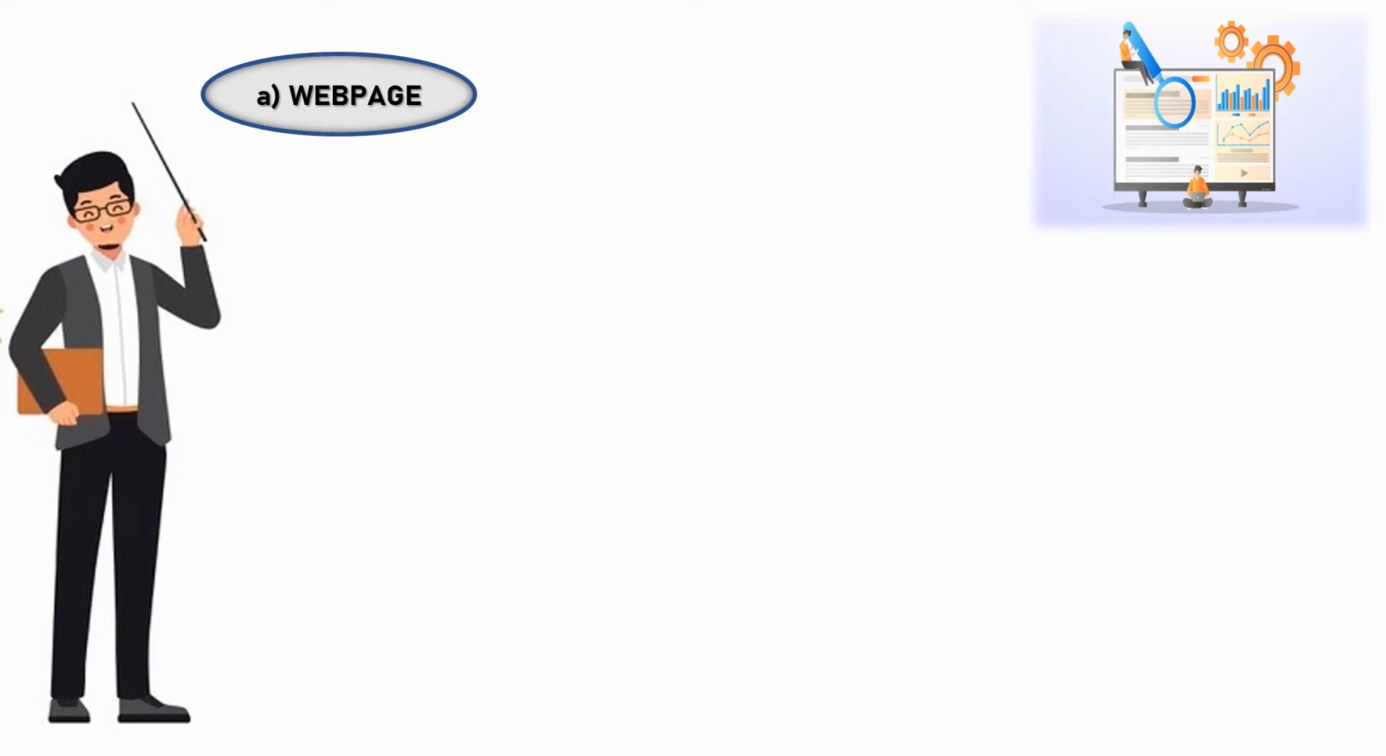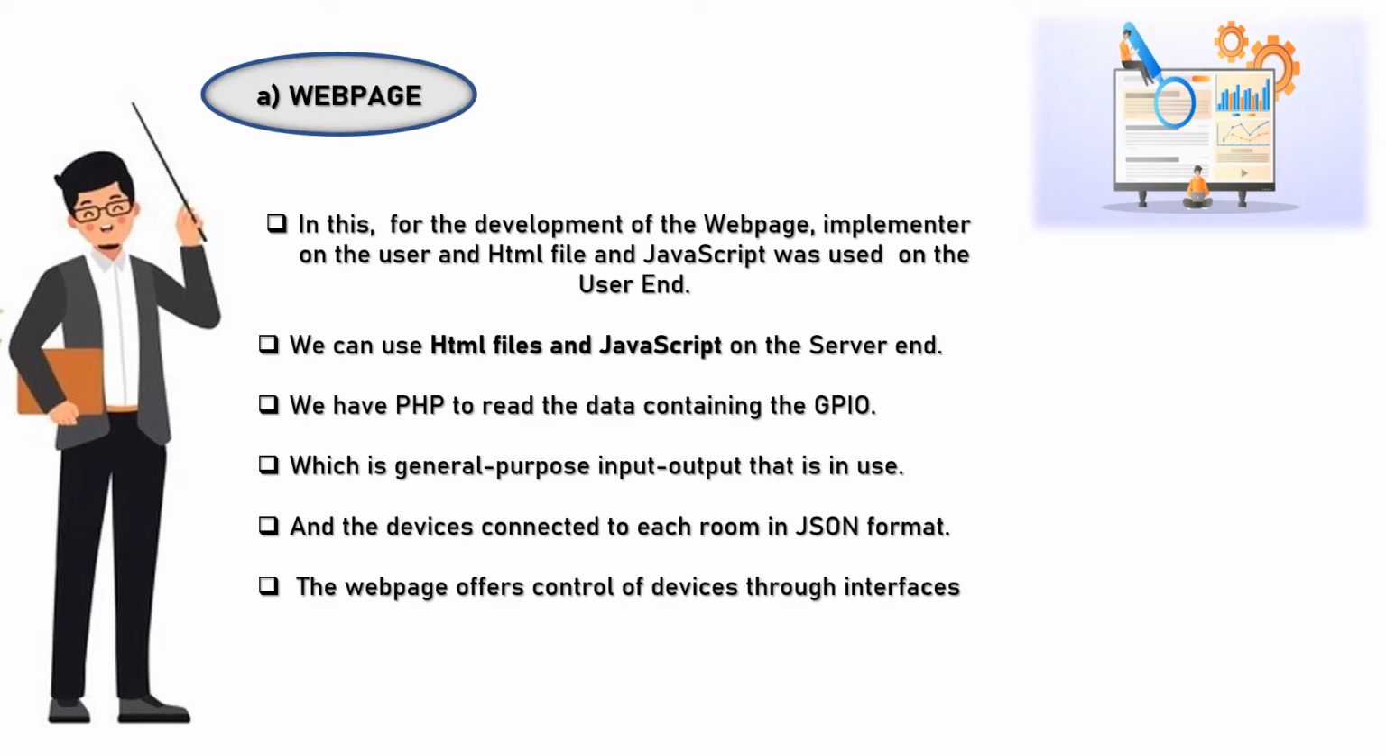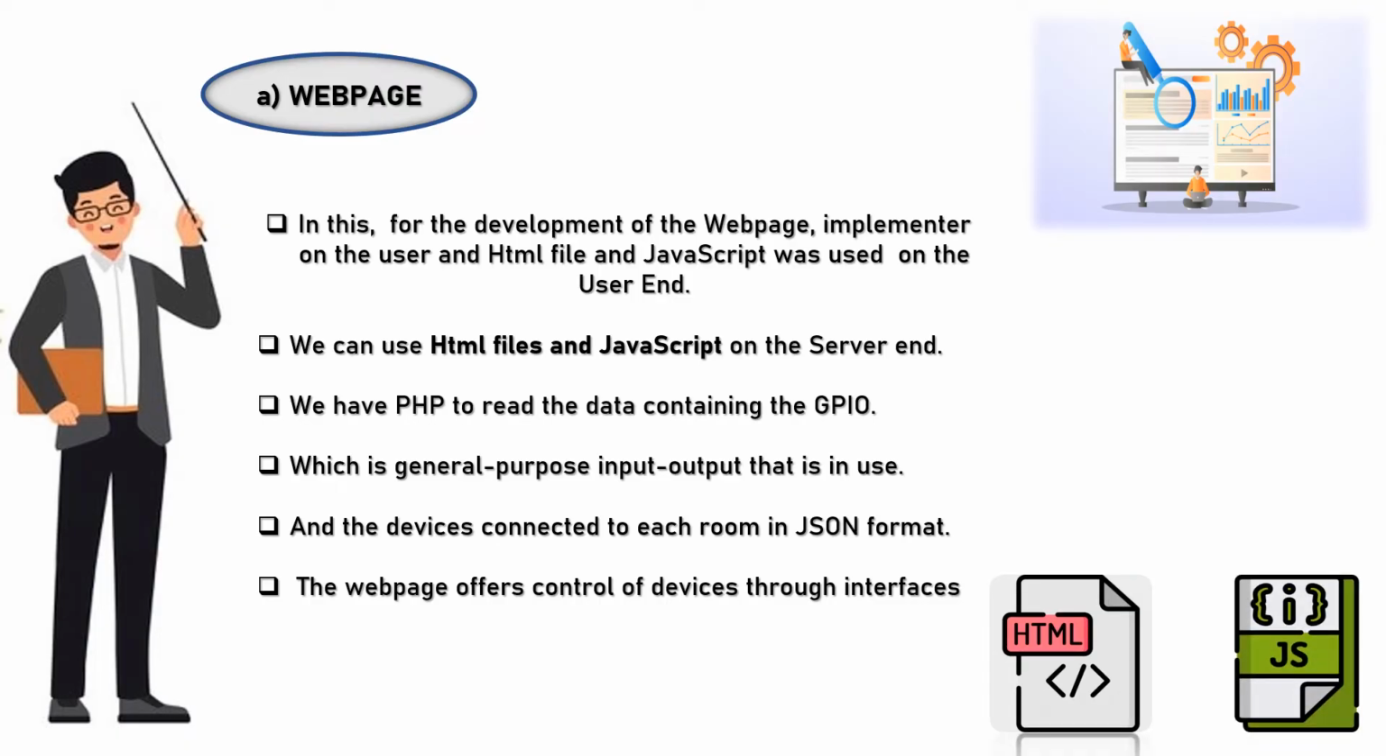For the development of the web page, on the user end, we can use HTML files and JavaScript. On the server end, we have PHP to read the data containing the GPIO, which is general purpose input-output that is in use, and the device connected to each room in JSON format.